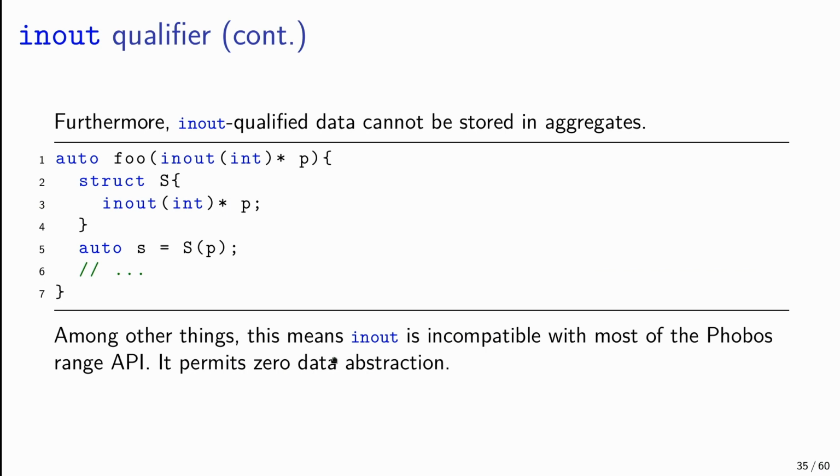Another issue with the inout qualifier is that inout qualified data cannot be stored in aggregates. You cannot have a struct field of type inout int pointer, for example. So this also means that inout is incompatible with most of the Phobos range API because it permits zero data abstraction. I mean, Phobos anyway goes out of its way to accommodate inout, and I think it's maybe not worth it.